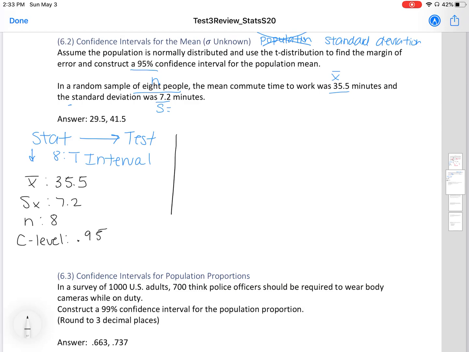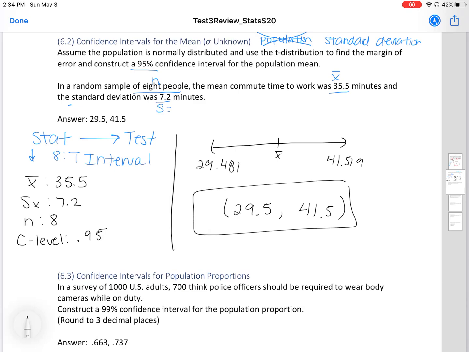All right, our calculator will now give us an answer, and remember, we interpret this to be the smallest and highest number with a 95% confidence. So it gives us 29.481 and 41.519. It didn't tell us how much to round, but we can round to maybe 1 decimal place. So our answer would be 29.5 and 41.5. This would be our answer with 95% confidence.